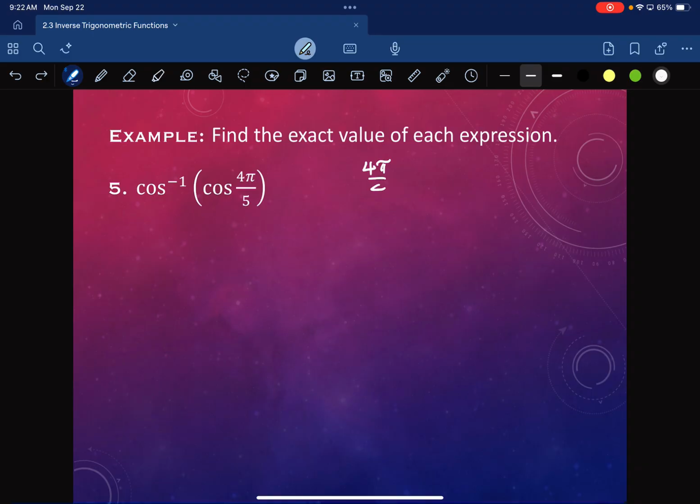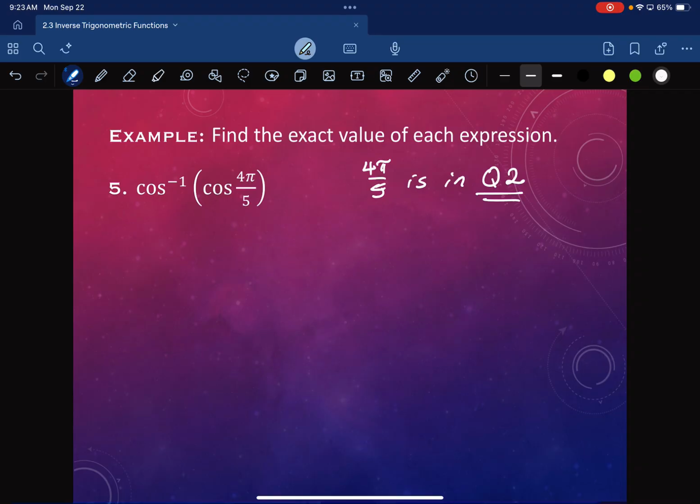Oh, sorry. Let me write this down. So 4 pi over 5 is in quadrant 2. So how do you know that? It's more than pi over 2, but it's less than pi. Perfect. Did you guys catch that? This is bigger than 1/2 of a pi. It's bigger than pi over 2, but it's smaller than pi. So this is in quadrant 2.